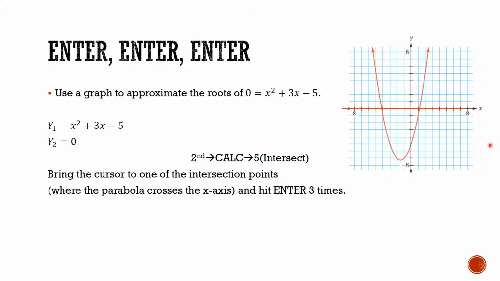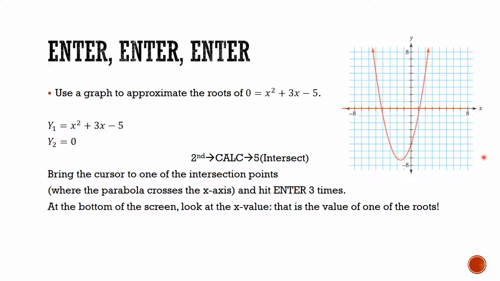And that's where the parabola crosses the x-axis. If you don't get to see this straight line, if you have an older calculator, just know it's where it crosses the x-axis. Once you get as close as you can, hit enter 3 times. And then at the bottom of the screen, you'll see x equals and y equals. Look at the x value.